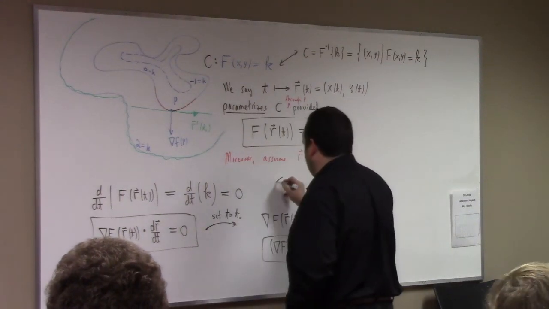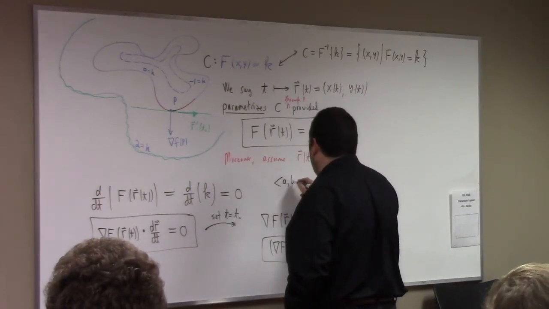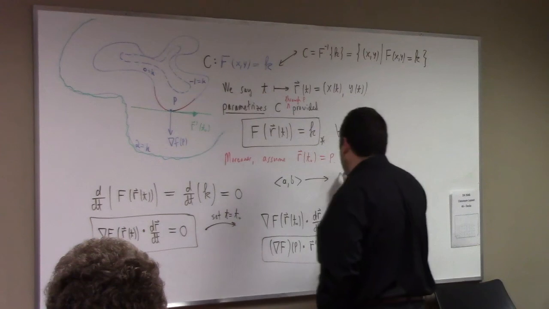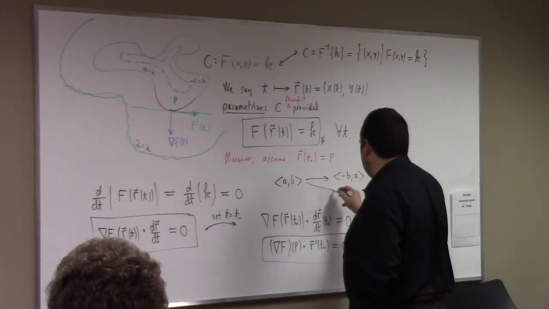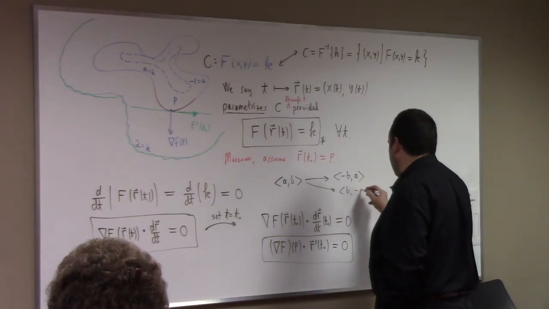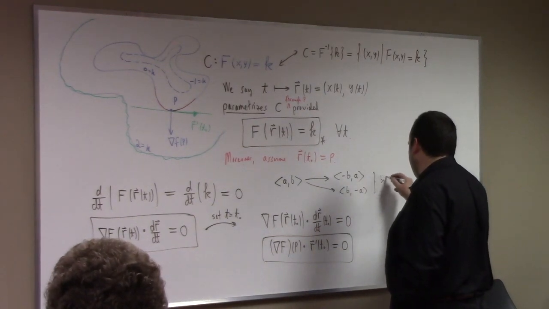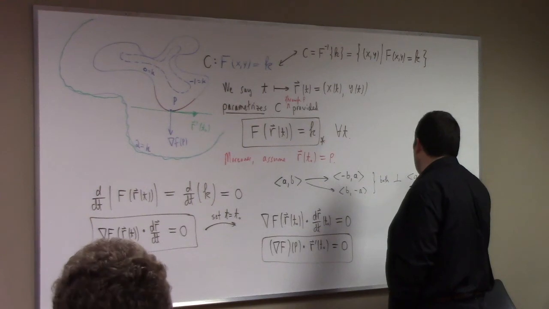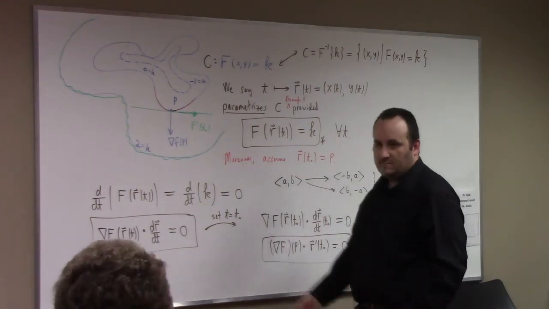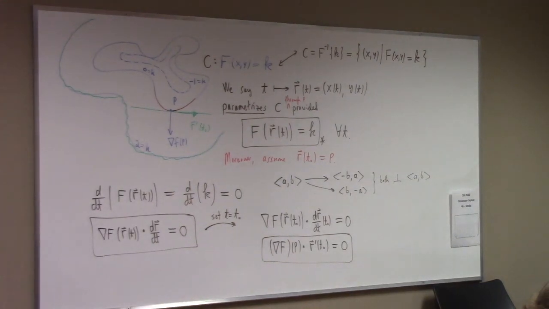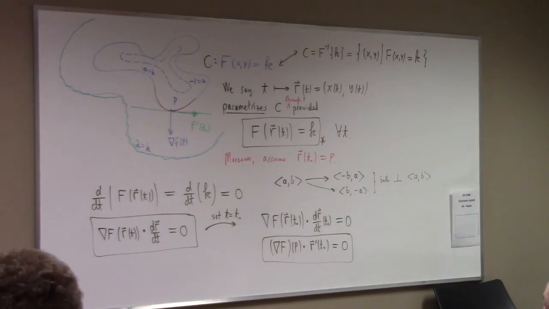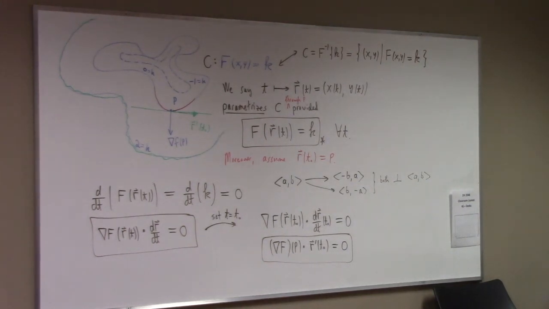If I have the vector, say, a comma b, if I just do minus b comma a, or I can do b comma minus a, these are both perpendicular to a b. So which one you want depends on your application, but rotating a vector in 2 dimensions is not a big deal, 90 degrees at least. Take a breath here. Any questions?